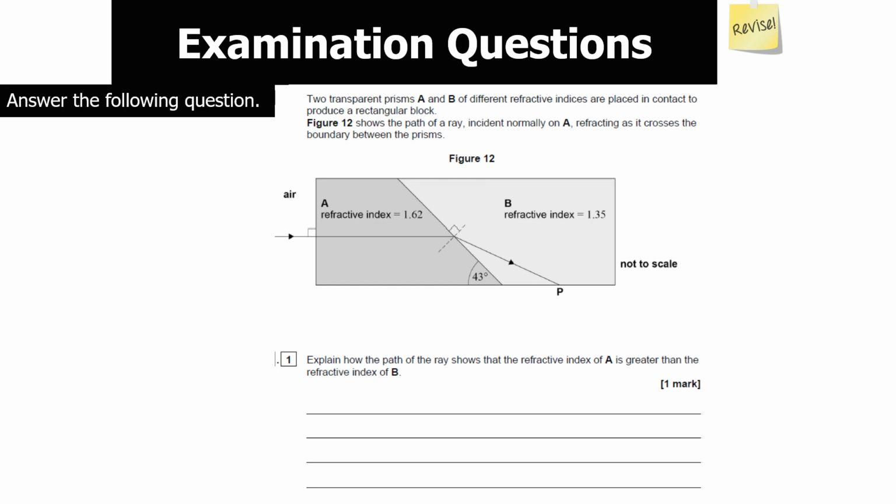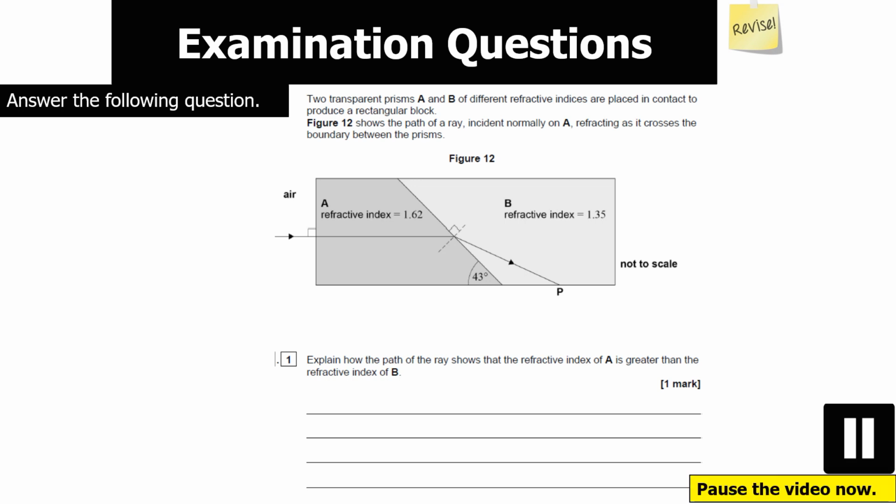So, two transparent prisms A and B of different refractive indices are placed in contact to produce a rectangular block. Figure 12 shows the path of a ray incident normally on A, refracting as it crosses the boundary between the prisms. Firstly, explain how the path of the ray shows the refractive index of A is greater than the refractive index of B. So pause the video now, then unpause the video when you want to go through your answer.